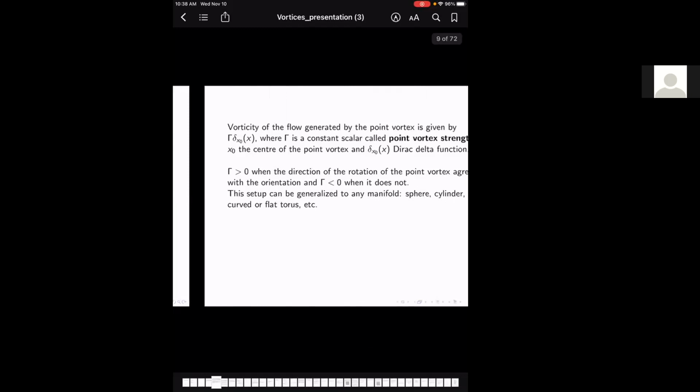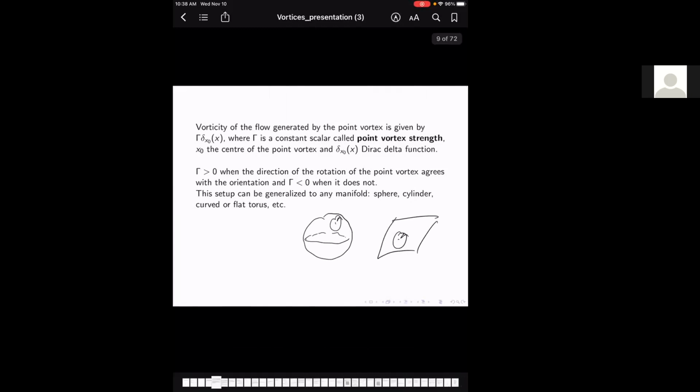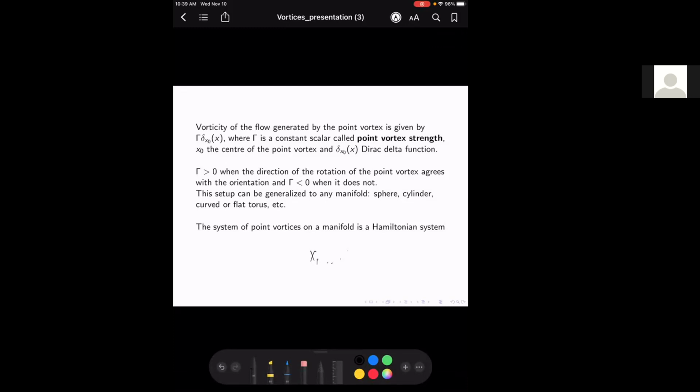And the wonderful thing is that this setup, vorticity wise predominantly, can be generalized to arbitrary surfaces really, because we can consider point vortices on spheres, flattened curved tori, arbitrary surfaces of genus G, and so on and so forth. They have been very well described. And now the most interesting thing for us is that the system of point vortices on an orientable manifold is a Hamiltonian system. The coordinates, the centers of the vortices, their dynamics follow the streamlines of a Hamiltonian vector field, if this makes sense.